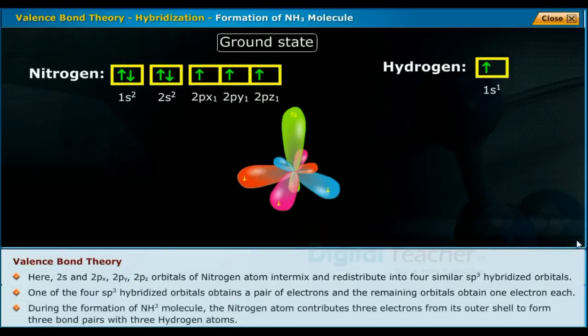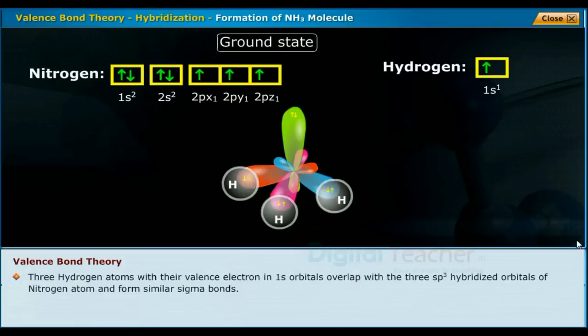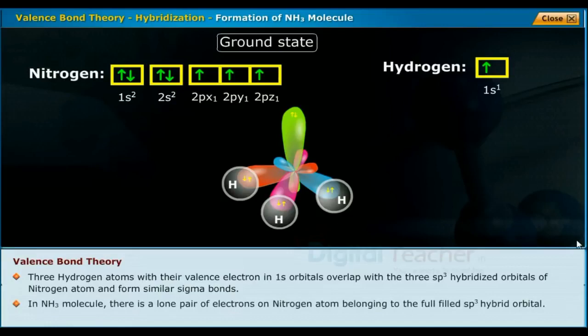During the formation of an NH3 molecule, the nitrogen atom contributes 3 electrons from its outer shell to form 3 bond pairs with 3 hydrogen atoms. 3 hydrogen atoms with their valence electron in 1s orbitals overlap with the 3 sp3 hybridized orbitals of nitrogen atom and form similar sigma bonds. In NH3 molecule, there is a lone pair of electrons on nitrogen atom belonging to the fulfilled sp3 hybrid orbital.